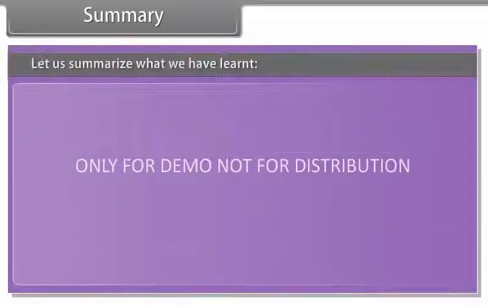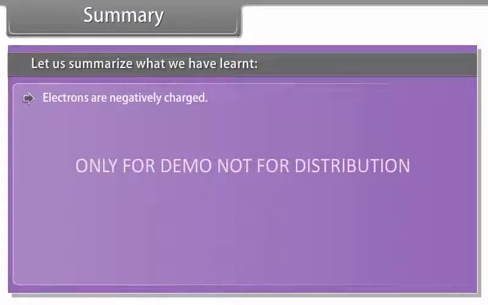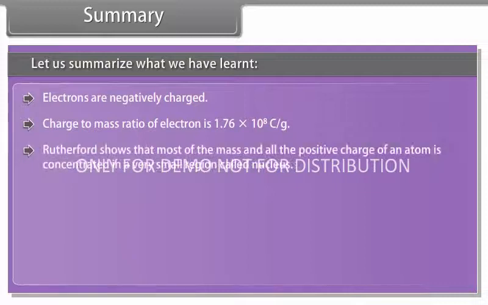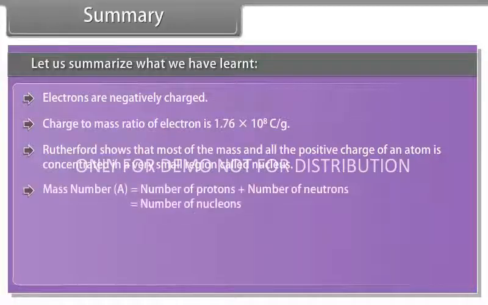Summary. Let us summarize what we have learnt. Electrons are negatively charged. Charge to mass ratio of electron is 1.76 into 10 raised to the power 8 coulombs per gram. Rutherford showed that most of the mass and all the positive charges of an atom are concentrated in a very small region called nucleus. Mass number A is equal to number of protons plus number of neutrons, which is equal to number of nucleons.